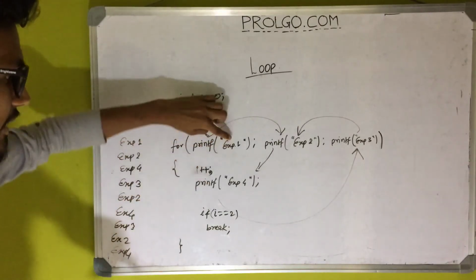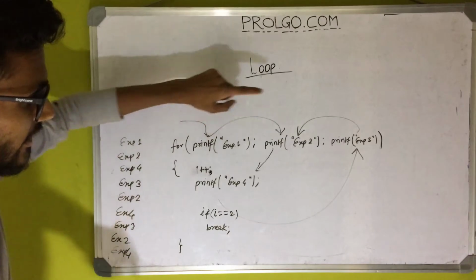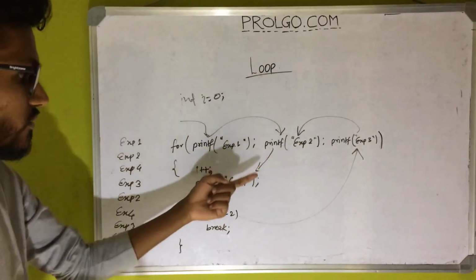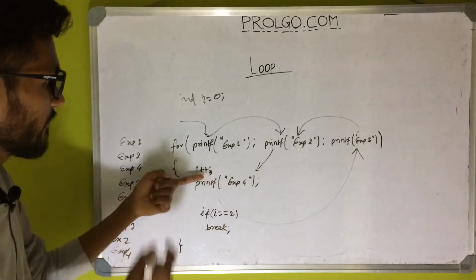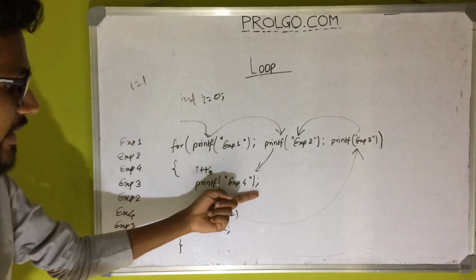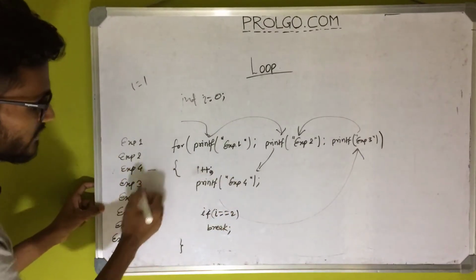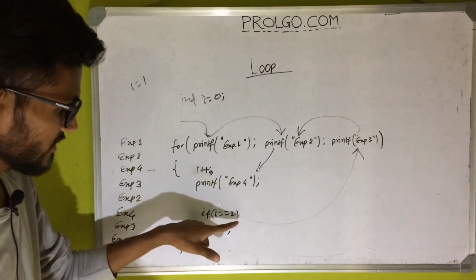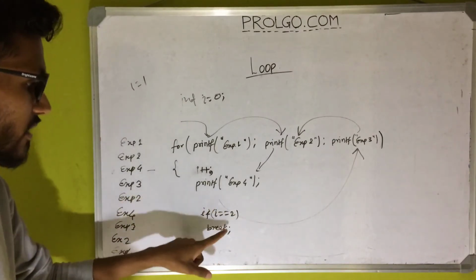Control comes here, printf expression 1, okay, then it goes here, expression 2 is printed, then it is true, so it comes here, so the value of i becomes 1, it was 0 earlier, then printf expression 4 is printed. Now again it will check whether i is equal to 2, no, it is not true.